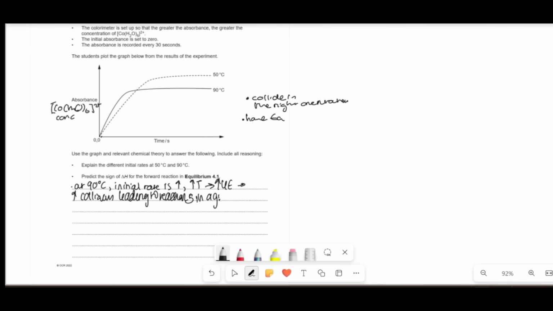Because remember, we're talking about rates. It can't be just more collisions as a whole, because what if it's over years? It's in a given time, but also more particles have more than the activation energy to react. So there's that as well.